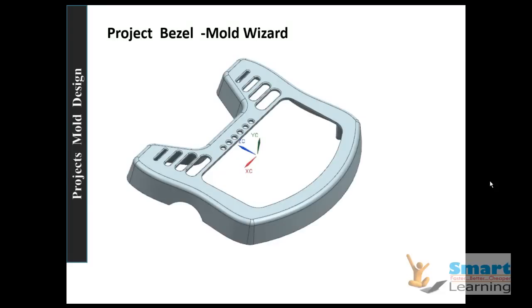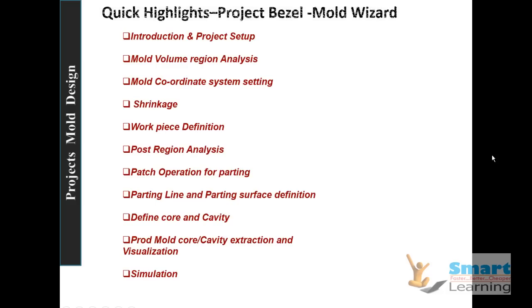In this project, we'll be discussing the bezel and how to create the mold, that means the core and cavity for this. We'll look into how to apply the patch, this opening, how to fix it, and then we'll move into our common steps which we saw in our earlier projects, like the project setup, the mold volume region analysis, mold coordinate system settings, the shrinkage, workpiece definition, post-region analysis, and patch operations for your parting.